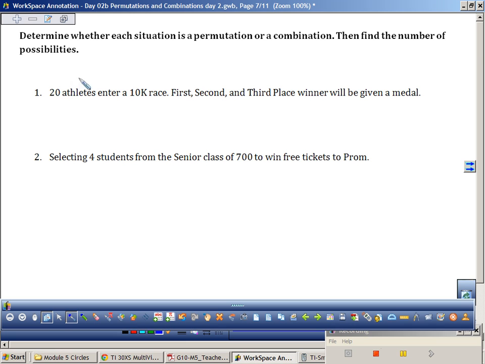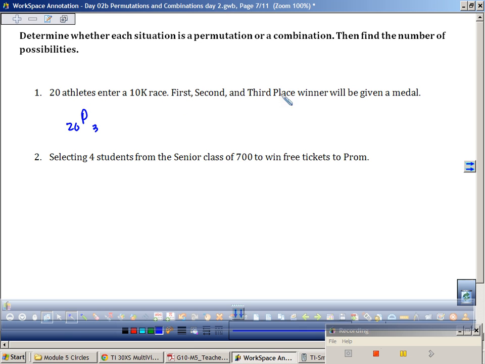Okay, so number 1, you should have got 20 permutation 3. 20 athletes enter in a 10K race, first, second, and third. Well, that's order. So order matters. That's permutation. Put that in a calculator, and you should have got 6,840.